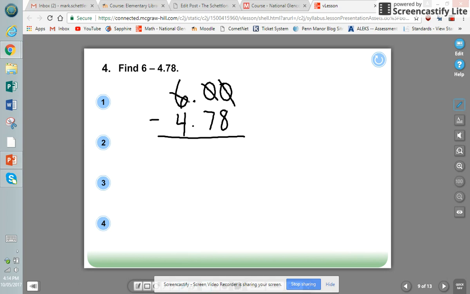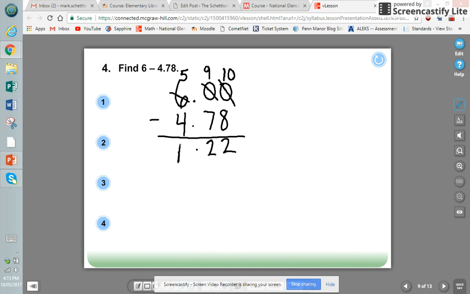Okay, looks like I'm going to need to borrow from this ones column. I'm just going to borrow 1 from there and move it over here. But I know that I'm going to borrow a tenth in the hundredths column. So rather than write 10 there and cross it out, I just wrote 9, knowing that now I have 10 units in my hundredths column. 10 minus 8 is 2. 9 minus 7 is 2. 5 minus 4 is 1.